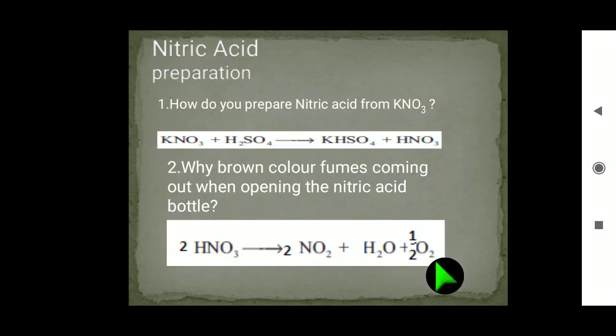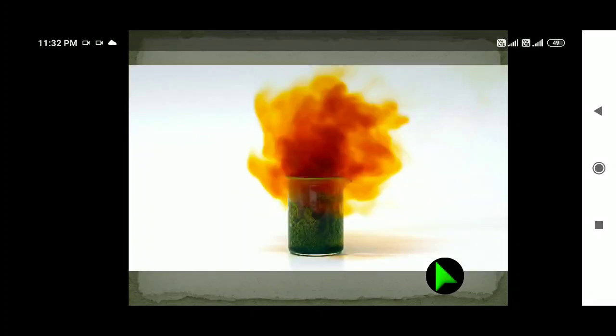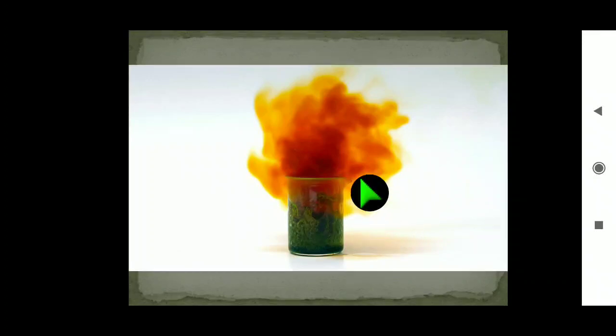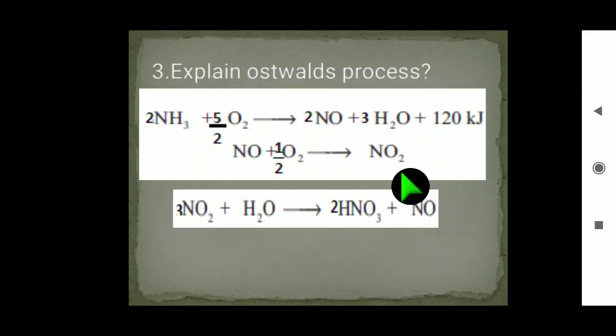Let us see another preparation. Okay, this is showing brown color fumes of nitric acid. Just now we have seen it is a decomposition. The third preparation, it is a very important preparation, Ostwald's process. So nitric acid is prepared on a large scale using the Ostwald process.